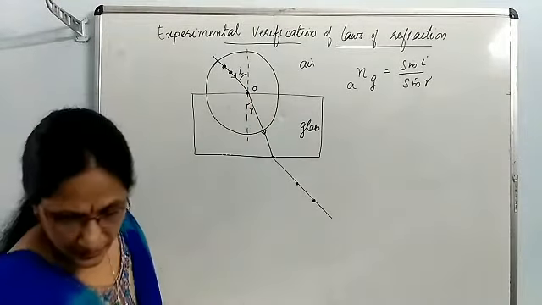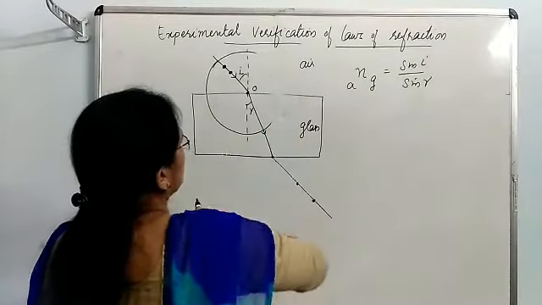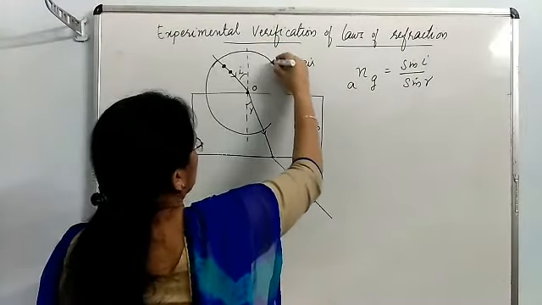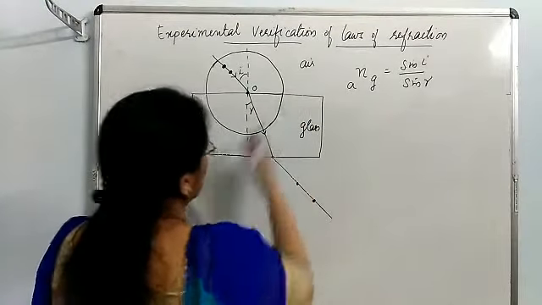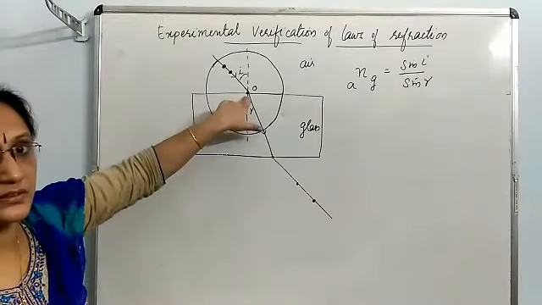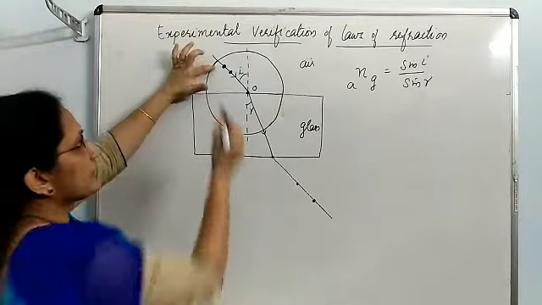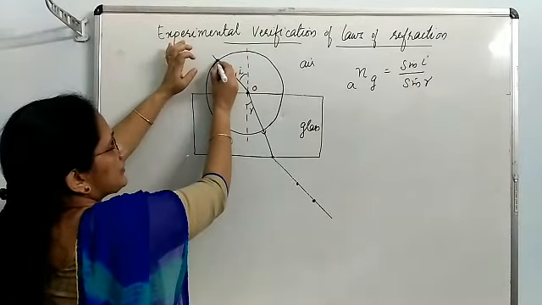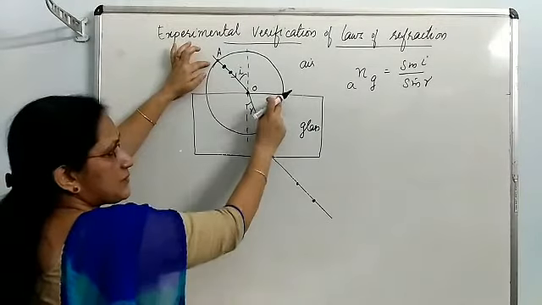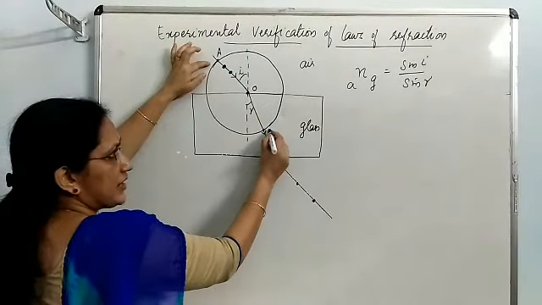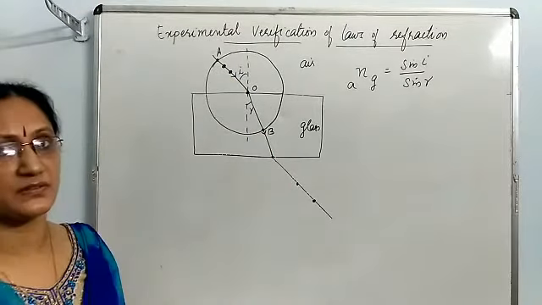O is the center. By taking O as center with any radius, you may draw one circle. The circle is cutting the incident ray at a point, I am marking it as A, and here the same circle cuts the refracted ray at another point B. Mark the two points as A and B, the cutting points.